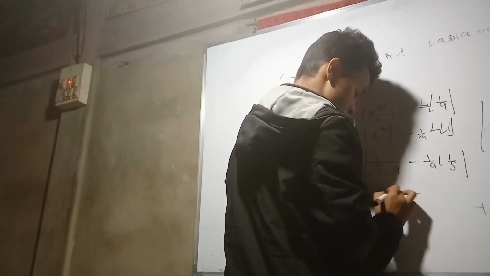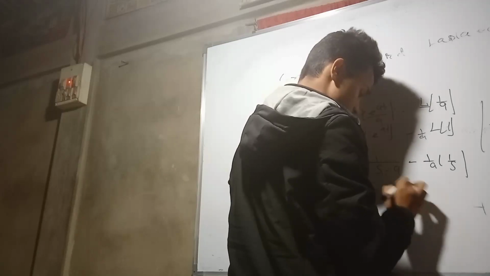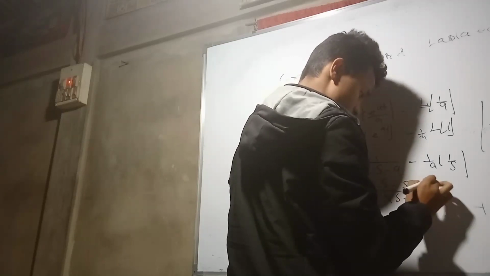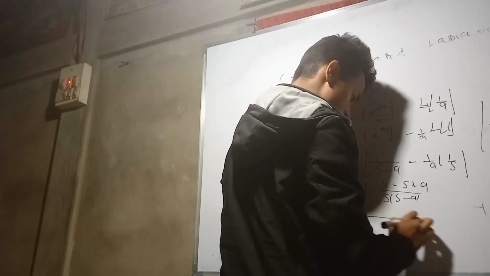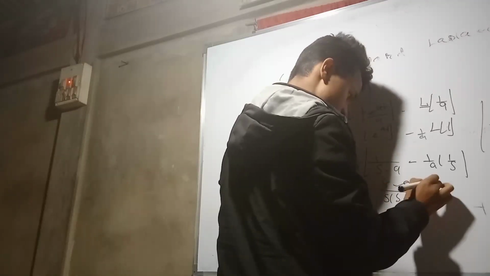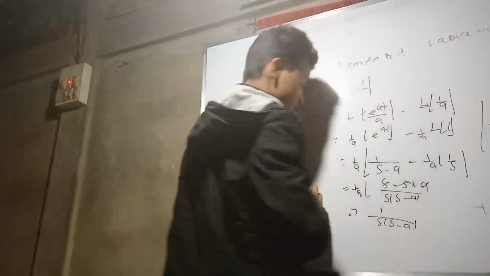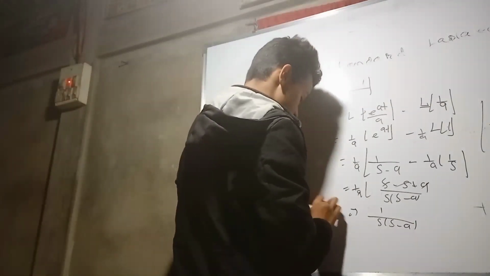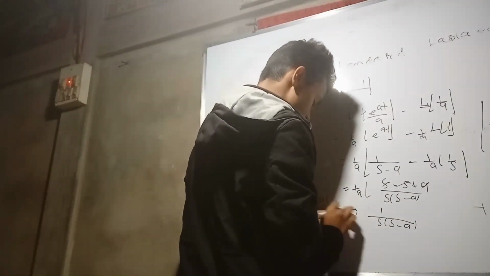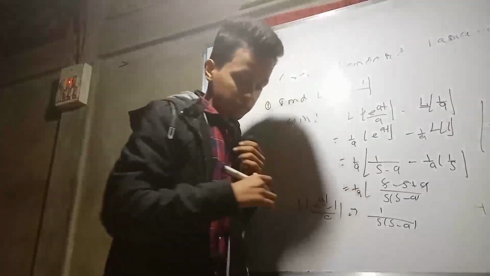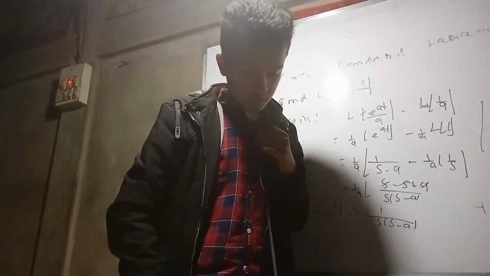So s into s minus a, or s into s plus. Here s cancels, a cancels, and that gives us 1 upon s into s minus a. So what we get is that the Laplace transform of (e to the power at minus 1) by a is this. Basically this is the Laplace transform.